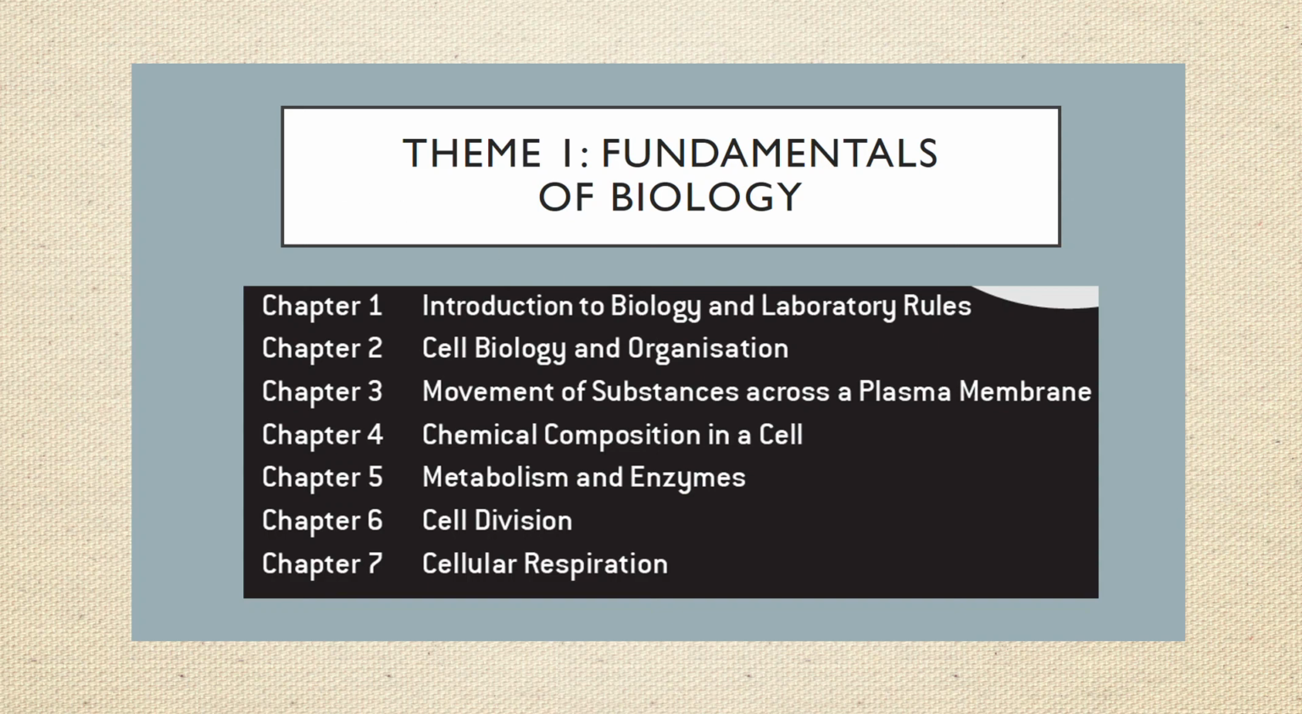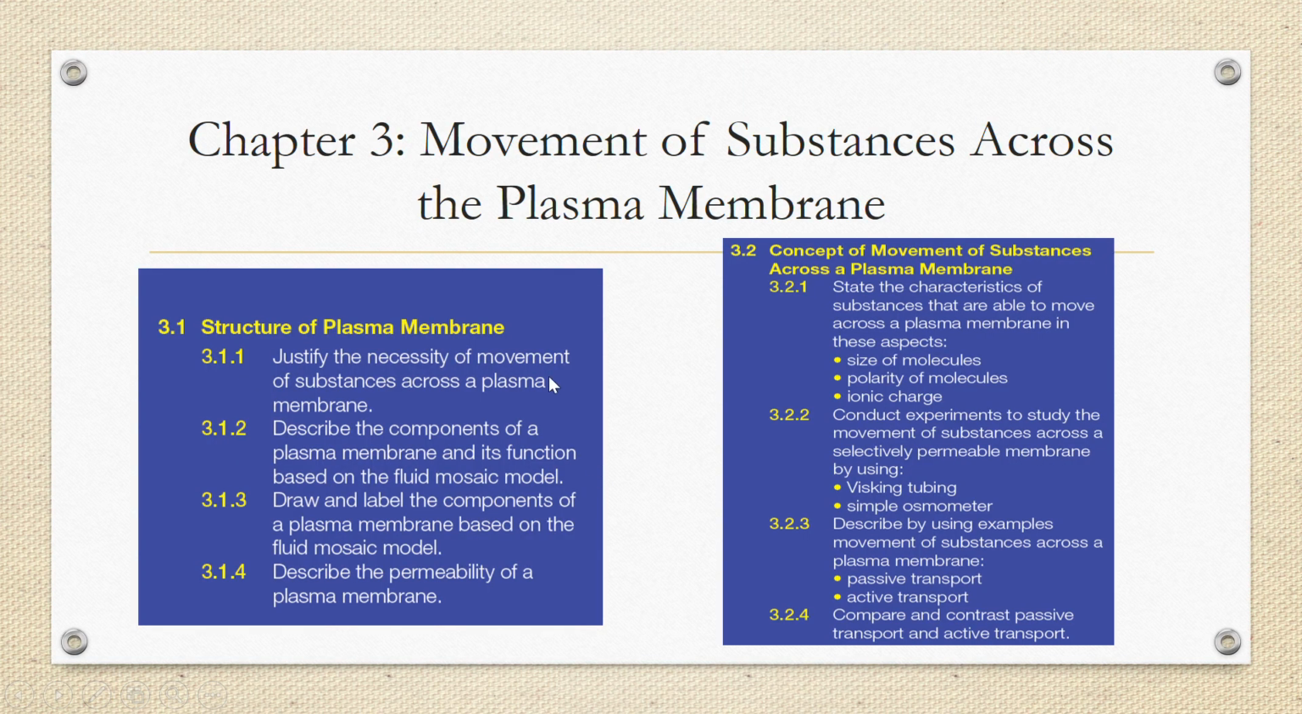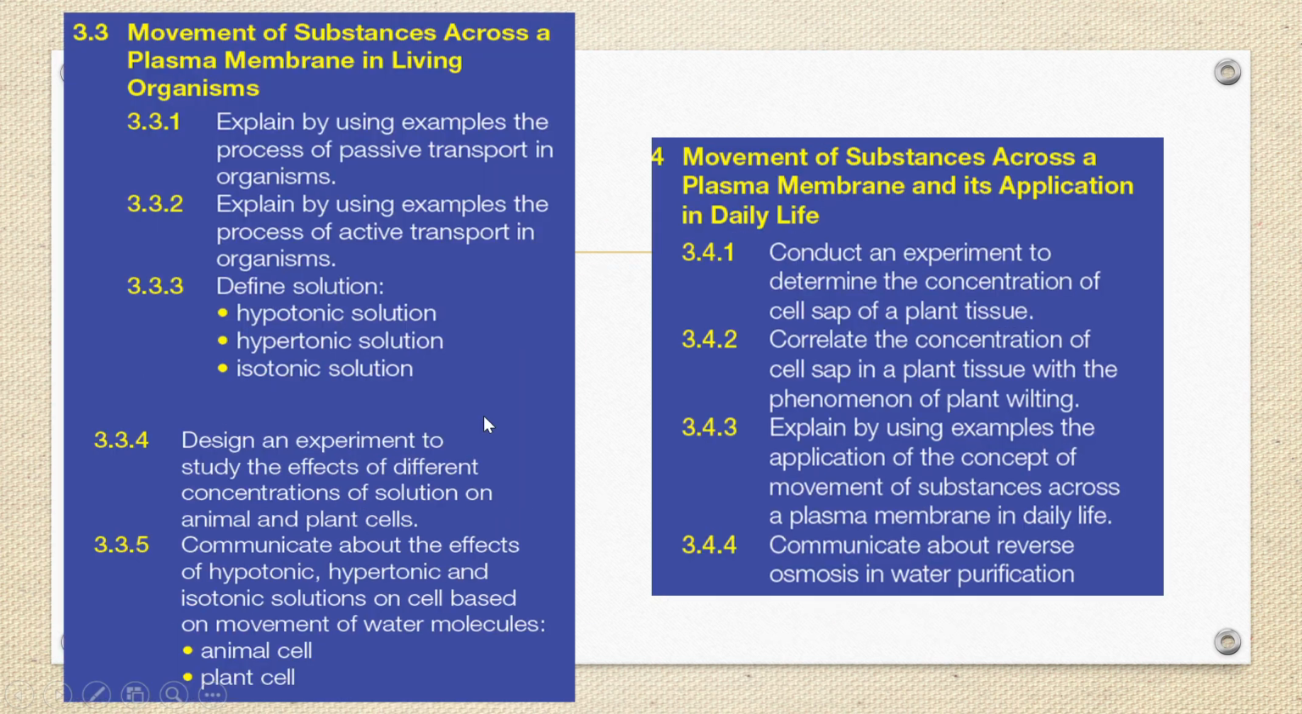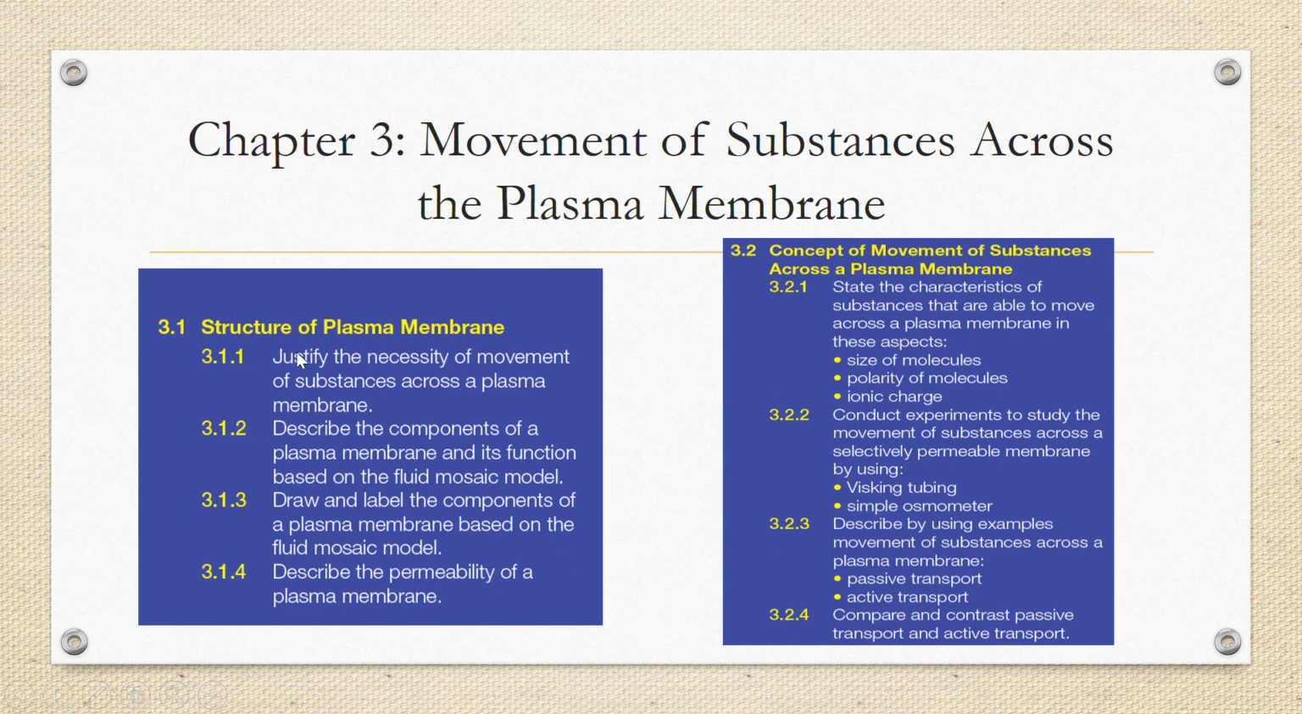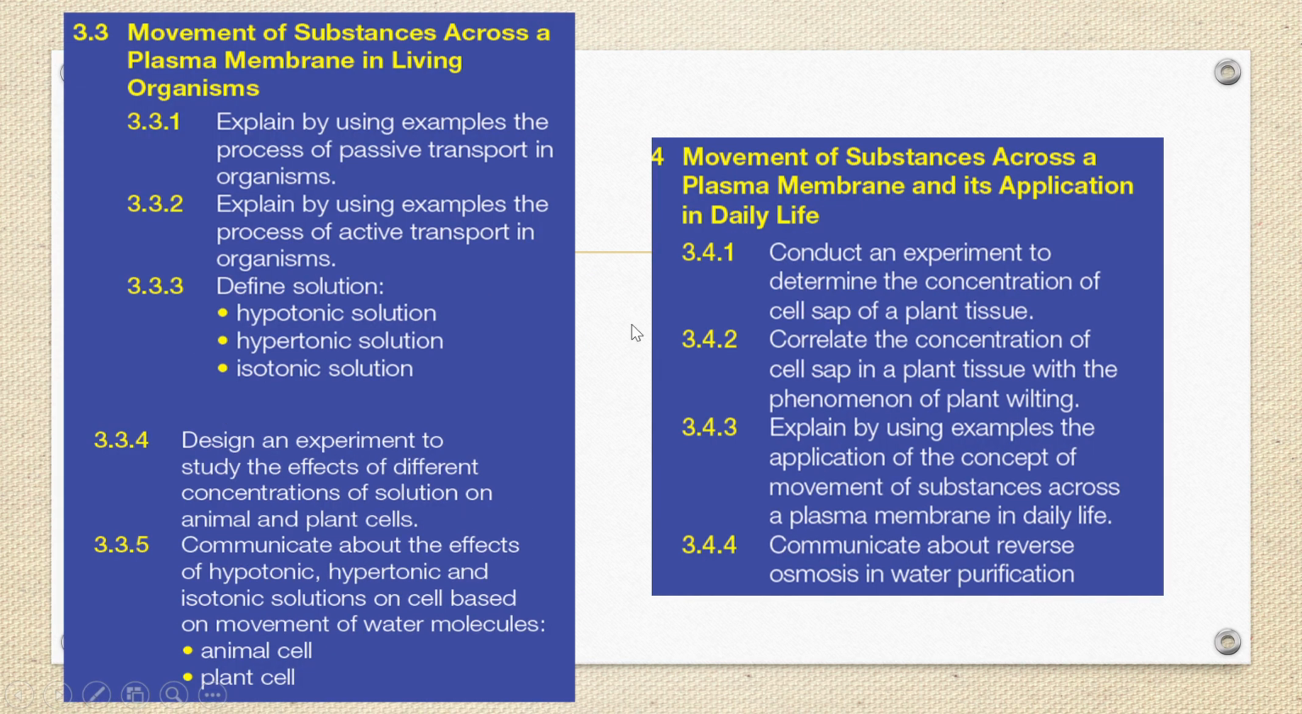Okay, we are going to look at Chapter 3, Movement of Substances Across a Plasma Membrane. So still under the basics of biology. This Chapter 3 has got 4 subtopics, and we will be looking at the first one, and that is the structure of the plasma membrane.